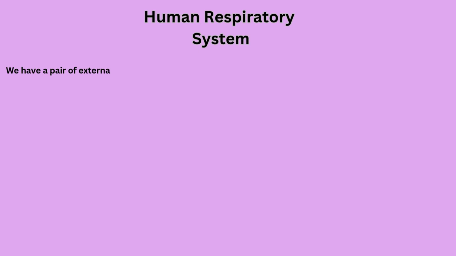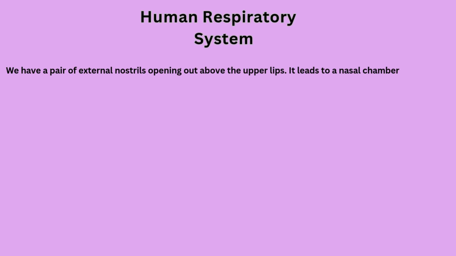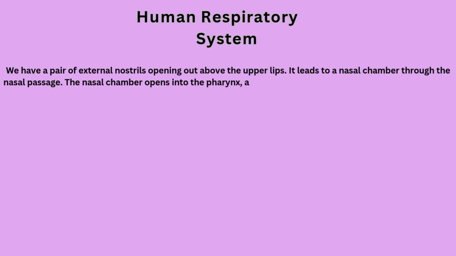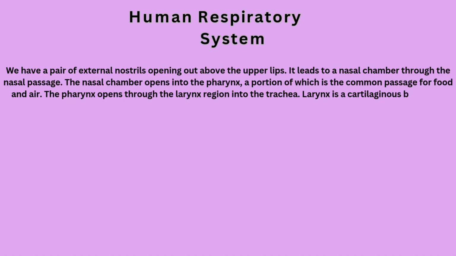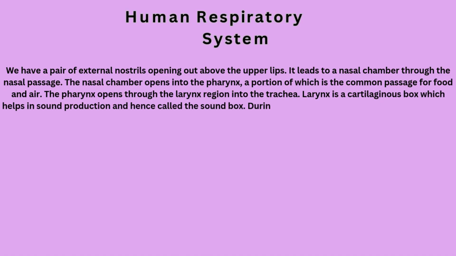Human respiratory system. We have a pair of external nostrils opening out above the upper lips. It leads to a nasal chamber through the nasal passage. The nasal chamber opens into the pharynx, a portion of which is the common passage for food and air. The pharynx opens through the larynx region into the trachea. Larynx is a cartilaginous box which helps in sound production and hence called the sound box.